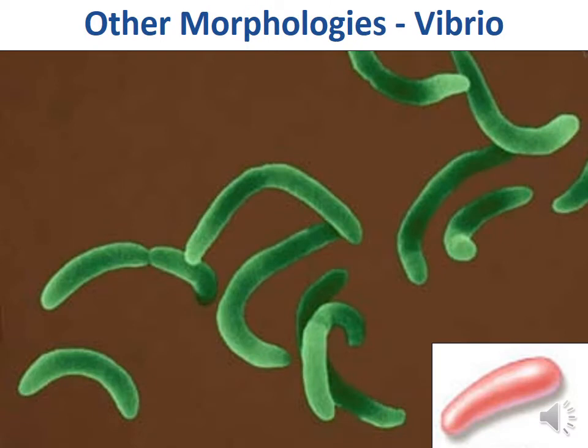Vibrio, same thing. So they vary. Here we're probably just catching them in the act of binary fission. They just haven't let go yet. But you can see these are bent rods. And so this would be, for example, Vibrio cholerae, the organism that causes cholera, is a Vibrio morphology.